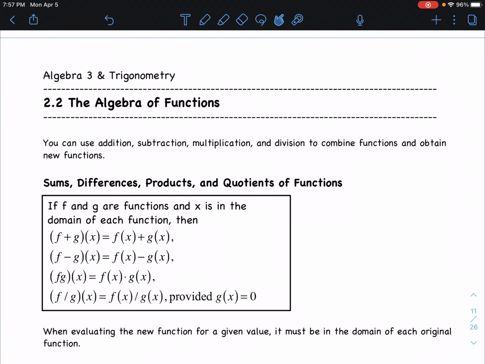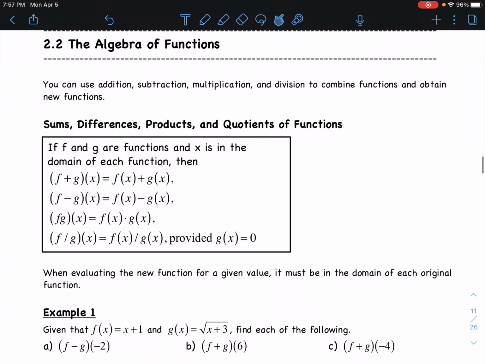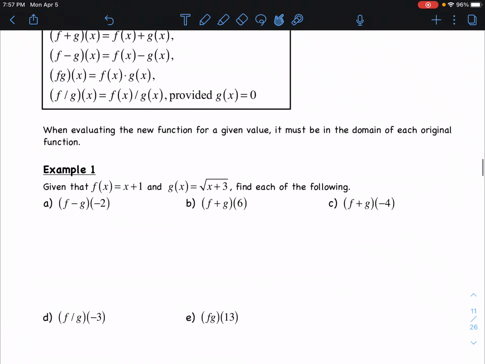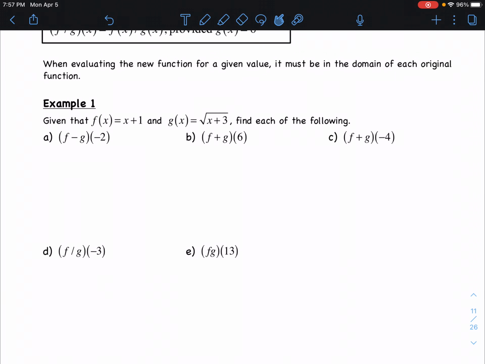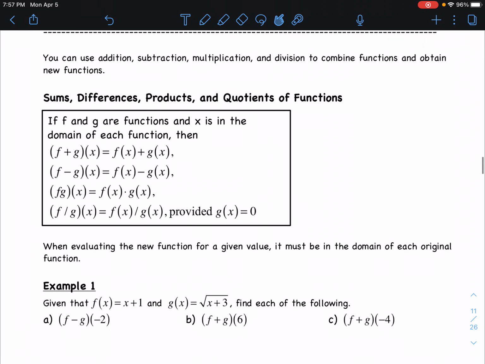We are in Unit 2, Section 2.2, the algebra of functions. So when we're given functions such as these, we can use addition, subtraction, multiplication, and division to combine functions and obtain new functions.